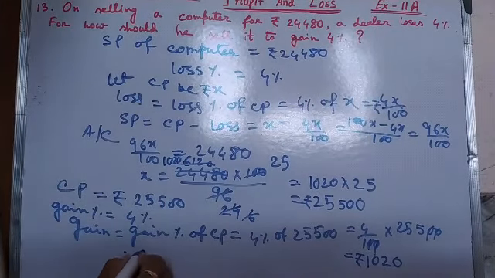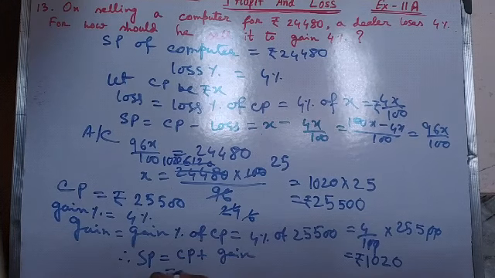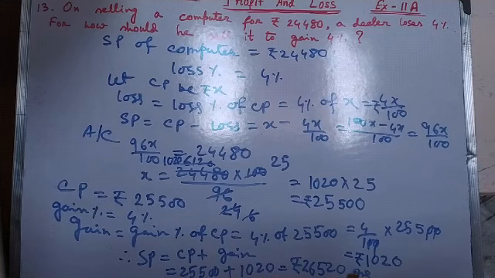Therefore, SP equal to CP plus gain. So CP is this one, 25,500, plus gain is this one. That means 26,520. This is the answer. 26,520.